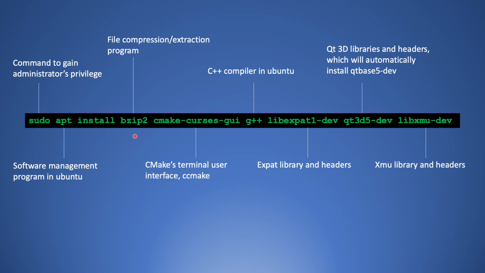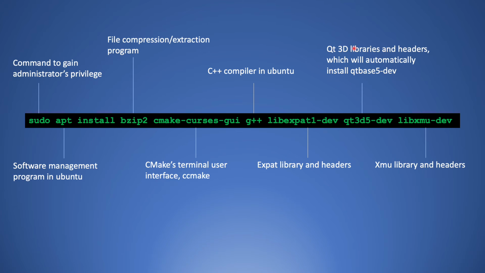bzip2 is used to extract the Geant4 source files out of the downloaded tarball. cmake-curses-gui provides the ccmake command. G++ is the C++ compiler. expat is required by Geant4 in Linux.